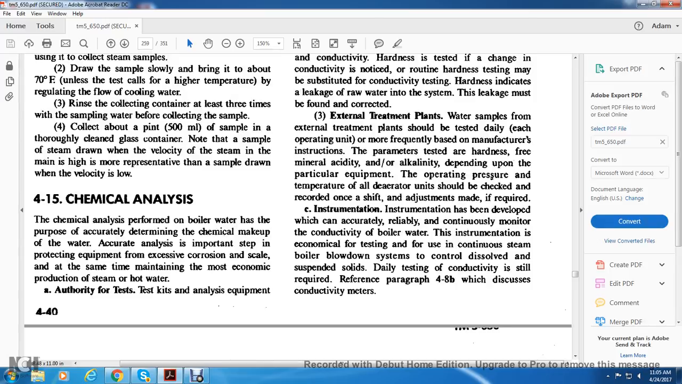3. External treatment plants. Water samples for the external treatment system should be tested in each stage of the operating unit at frequencies based on the manufacturer's instructions. The parameters tested are hardness, free mineral acidity, and alkalinity, depending upon the particular equipment, the operating pressure, and the temperature. Deaerator units should be checked and recorded every shift, and adjustments made as required.